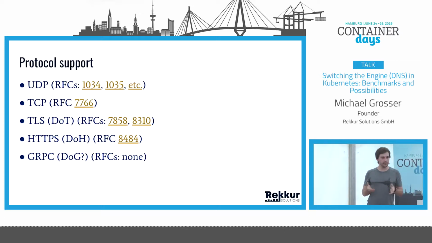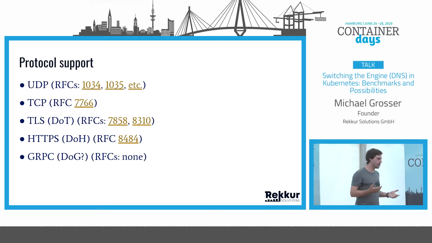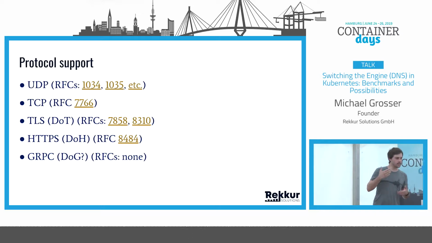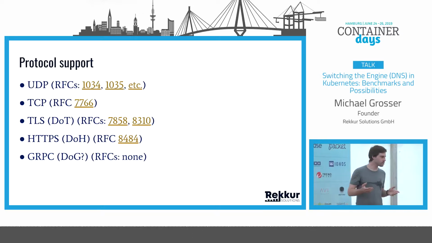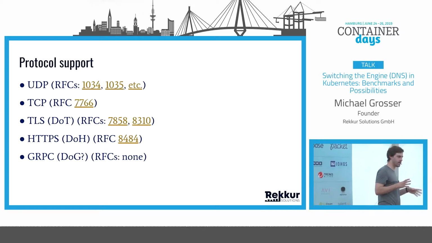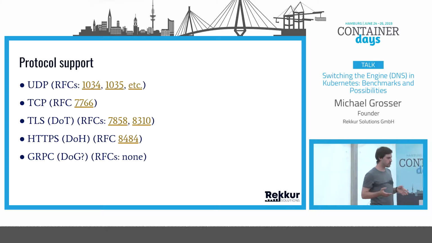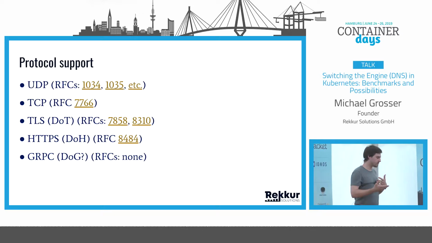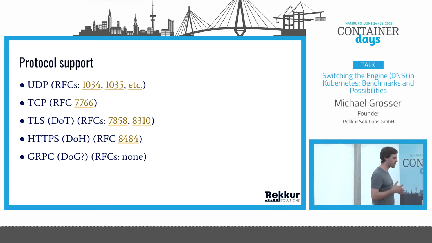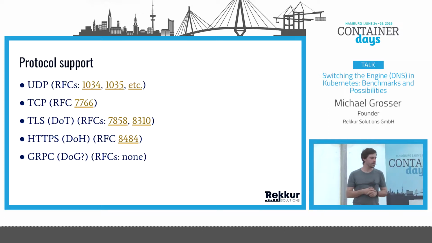So different protocols are supported. The legacy protocol, if you want to call it that, is UDP. That was described in RFCs 1034 and 1035, and was basically version 1 of DNS. It's still widely used, and it's basically the first iteration. It doesn't have connection tracking. It is susceptible to UDP packet drops, and then you go into timeouts, but we will see that later.